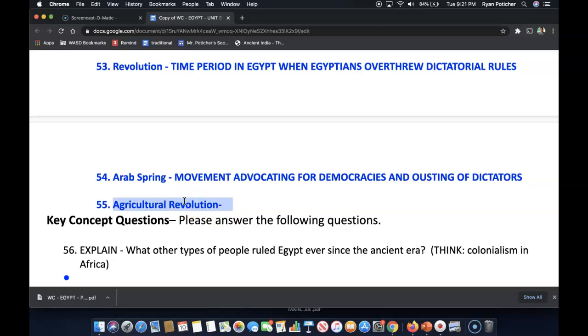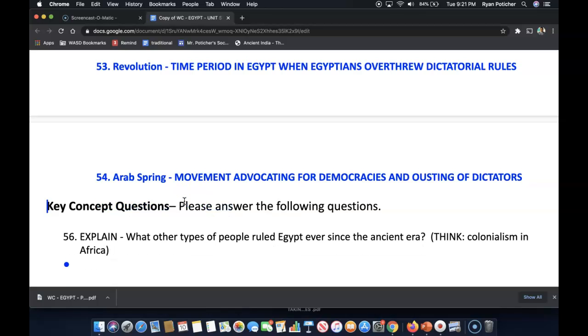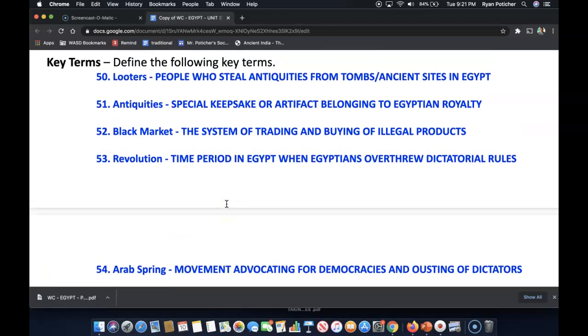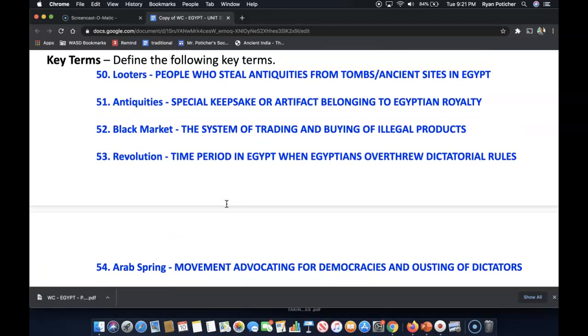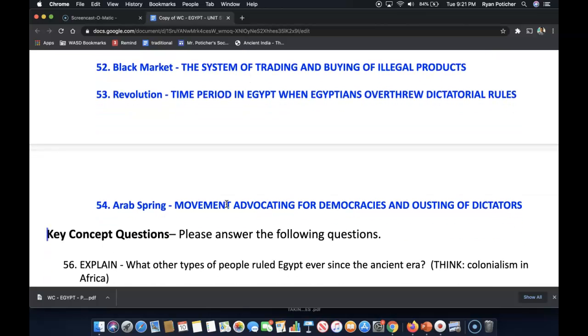And this is a term that you actually don't need, agricultural revolution. I'm sorry, that was copied there from the last study guide. But there you go. You have your definitions there for those key terms.